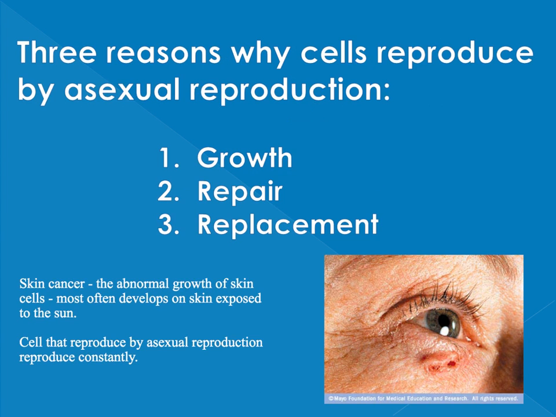Here are three reasons why cells will reproduce by asexual reproduction. One is for them to grow. One is to repair cuts or scrapes or anything that's damaged. And the third one is to replace dead cells. Skin cancer is when asexual reproduction or mitosis is going out of control. And skin cancer is the number one cancer that kills Americans.